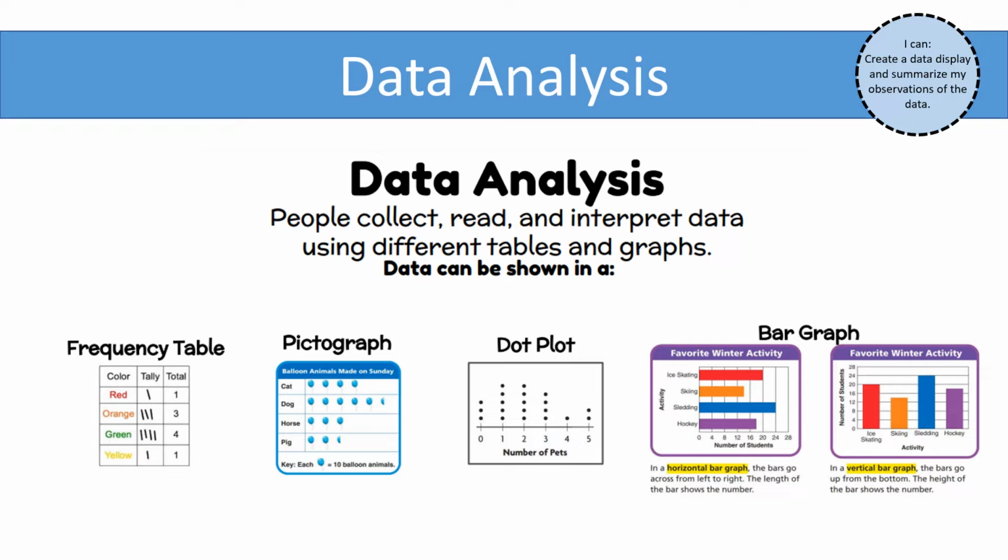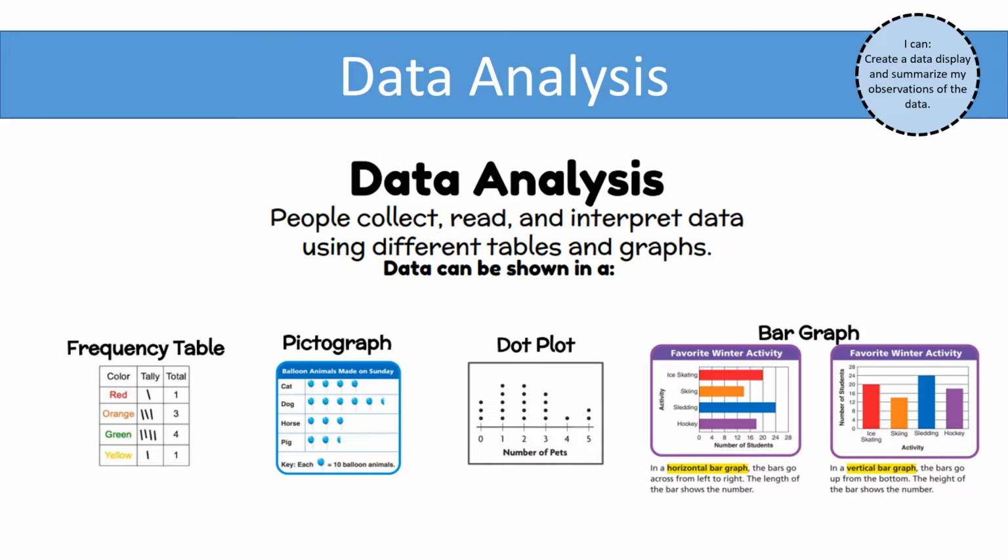You will see bar graphs with a horizontal bar graph or a vertical bar graph. In a horizontal bar graph, the bars go across from left to right and the length of the bar shows the number. In a vertical bar graph, the bars go from the bottom up. The height of the bar shows the number. Also, it is very important that you read the title and really look at the graph to figure out what it's asking.